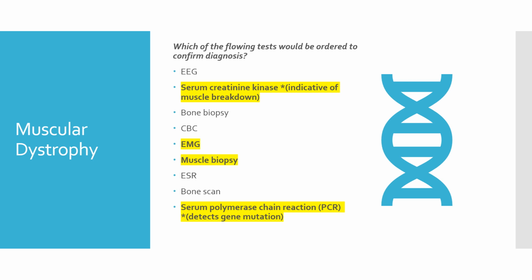EMG, now that is the stimulation of your muscles, so that would be one that would be a diagnosis. Muscle biopsy, yes. ESR, again, this isn't an inflammatory process, so we wouldn't need to look at the ESR. Bone scan, no, it's muscular, not bone. Serum polymerase chain reaction, yes, because that would be indicative of our genetic mutation, and possibly with that we would need to do some education with the family.